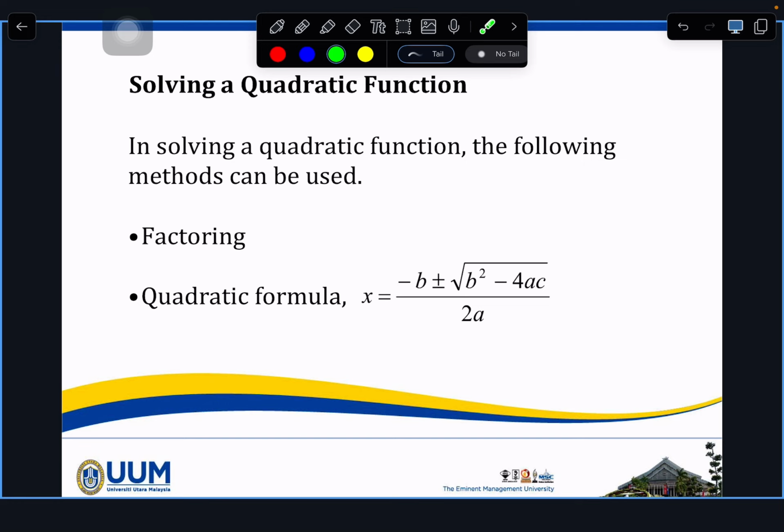So now here we have factoring. What is factoring, guys? Pemfaktoran. What is pemfaktoran? Kali darab, okay. Macam ada yang darab number sama. Okay, what else?